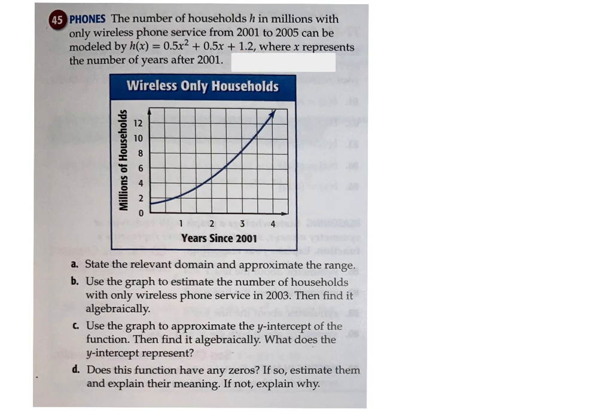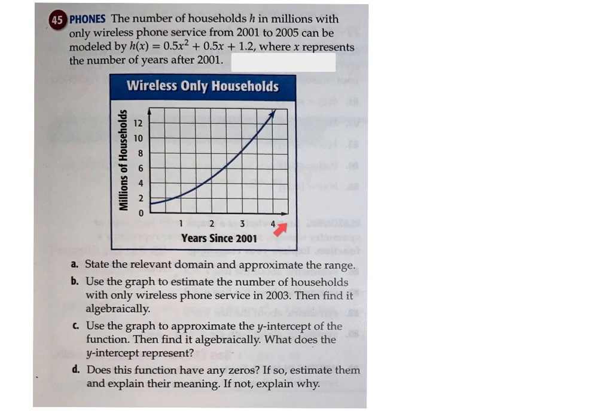What does it represent? Well, if I am on this axis, it means this is 0. So it represents how many households had it when? In 2001, when I am 0 years away from 2001. So on the y-axis, it is when this one is 0.